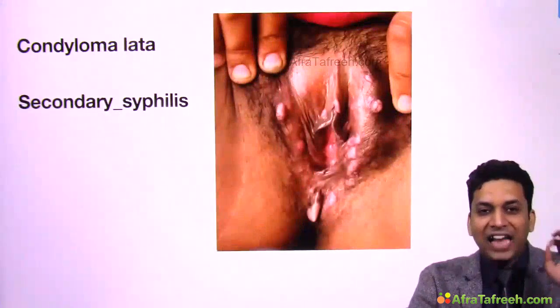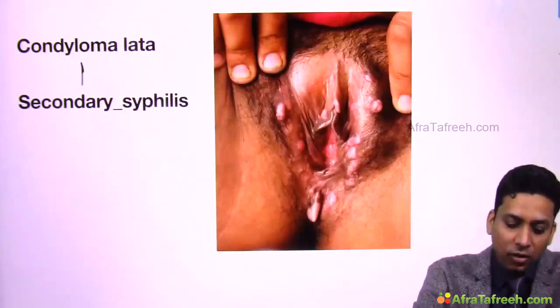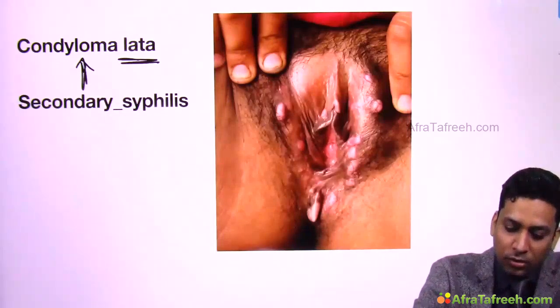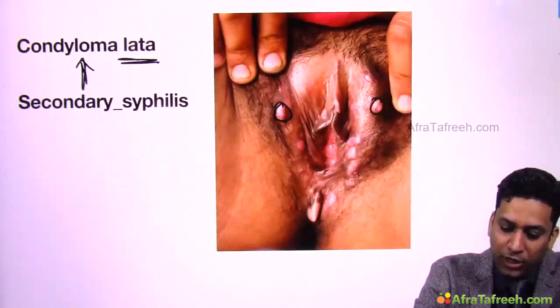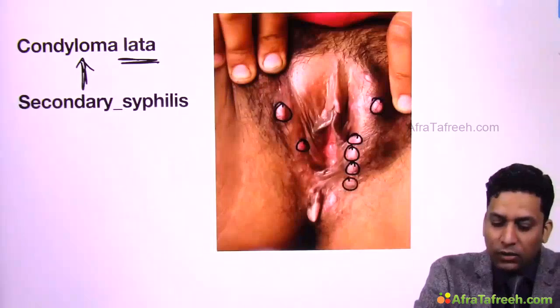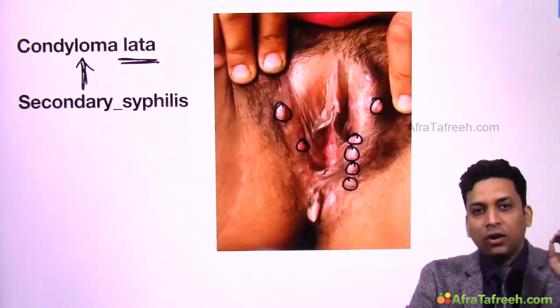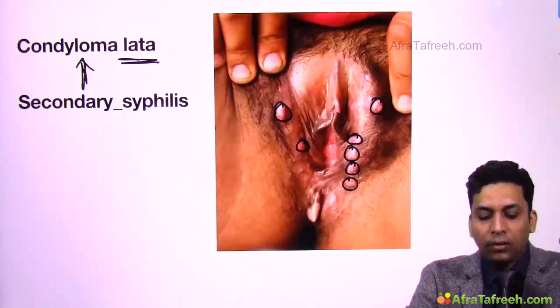Now I told you highly infectious lesions of secondary syphilis are condyloma lata, and lata means broad. So these are slightly broad lesions. They are not pointed lesions, and these lesions are generally present over the wet or moist areas like the groin or perianal area.